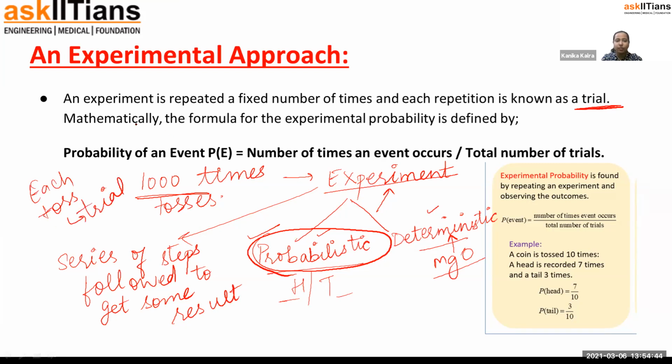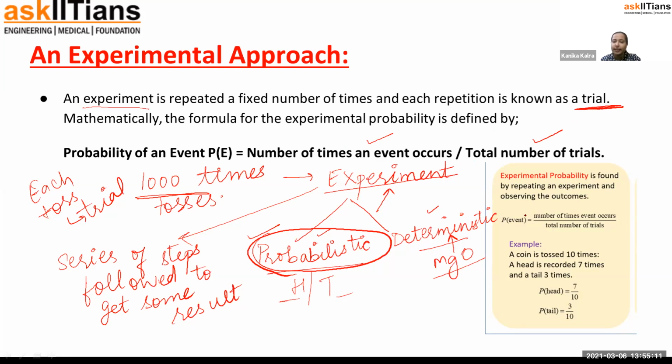Now, the experimental approach means we are taking care of the complete experiment. Now let's look at the definition. An experiment is repeated a fixed number of times and each repetition is known as a trial. Mathematically, the formula for experimental probability is the number of times an event occurred divided by the total number of trials. It's the normal definition only.